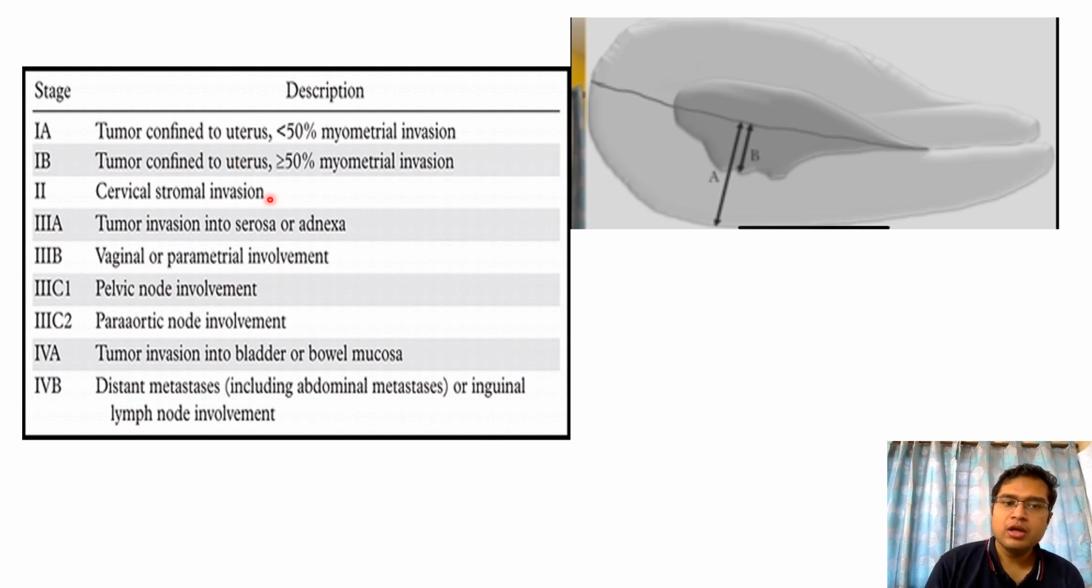In stage 2, there is cervical stromal invasion. But in this case, the fibromuscular stroma was homogeneously T2 hypointense with no invasion. Stage 3A is invasion of the serosa or the adnexa. Stage 3B is vagina or parametrial involvement. 3C1 is pelvic node involvement, which was not present in this case. 3C2 is para-aortic involvement. And 4A is invasion into the bladder or the bowel mucosa. And 4B is distant mets, including the abdominal mets or inguinal lymph nodes.